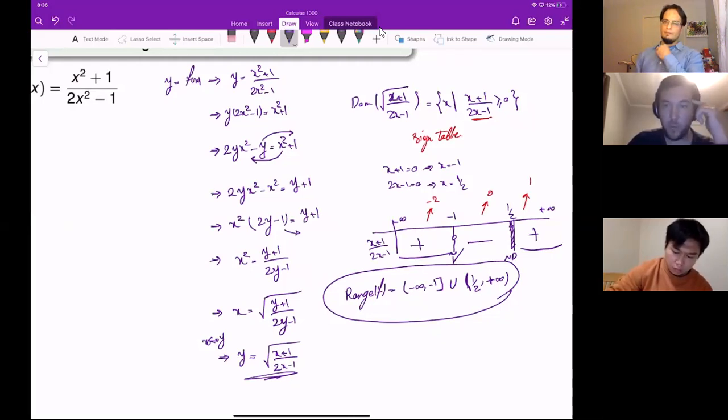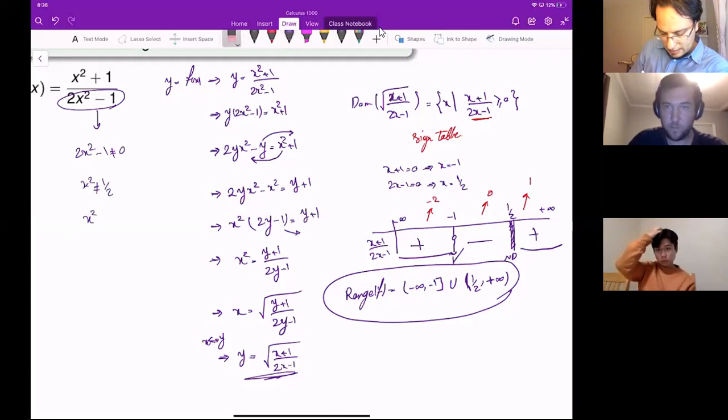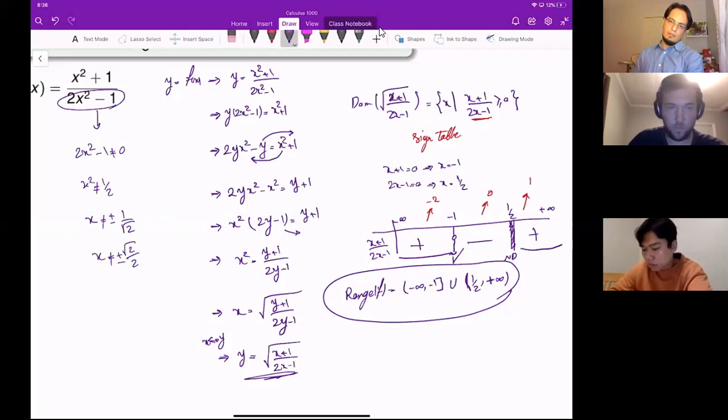Final question is, how do we get the domain of the original function? Do we just eliminate the denominator? Yeah, well, make sure that you exclude the parts that make the denominator 0. So this will be 2x squared minus 1 not equal to 0. This will be x squared not equal to half. That means that x cannot be plus or minus 1 over root 2, which is root 2 over 2, neither plus nor minus. I think that's it.